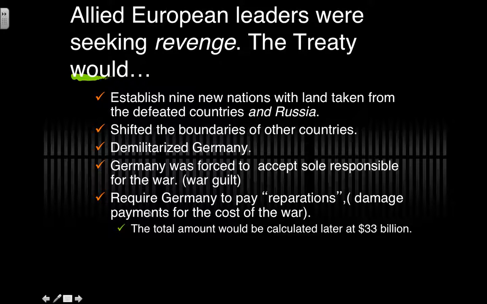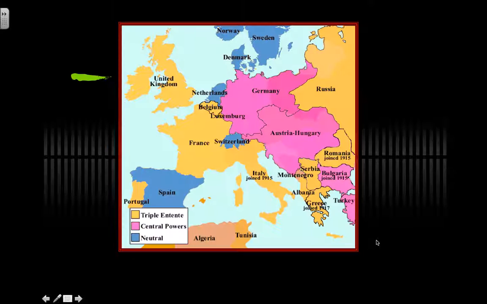One of the big components is that it required Germany to pay war reparations, damages for the war, that originally were set at about $62 billion, and then reduced later to about $33 billion. But either way, it was tremendously expensive and nearly impossible for the Germans to make payments on. Although Germany did continue to make those payments until Adolf Hitler became the leader of Germany.